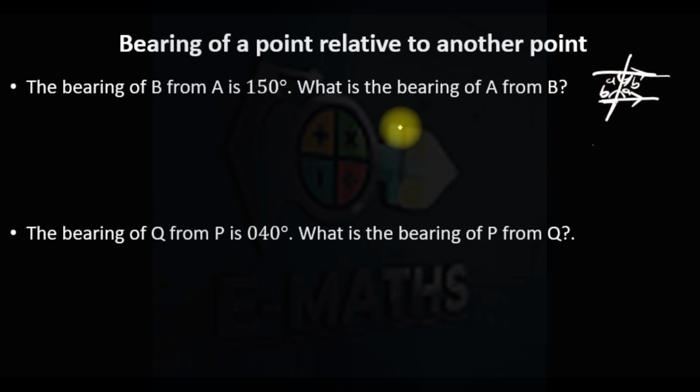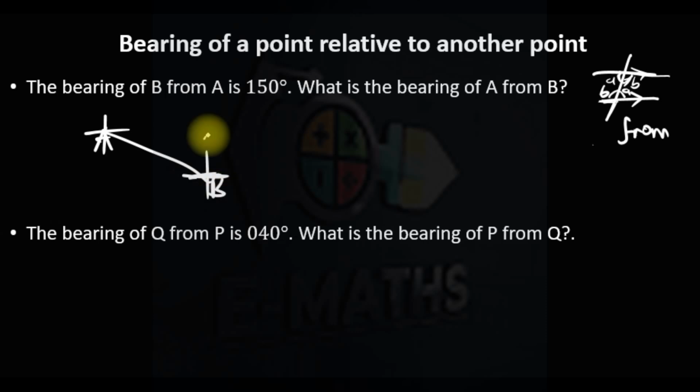Another thing, in any question, we need to know the starting point, which is the word "from". Like this question, they say the bearing of B from A is 150. Bearing of B from A, so we start from A to B. This is north, south, east, west. They said the bearing is 150 and you know this is 90, so the angle remaining here is 60. That's 90 plus 60.